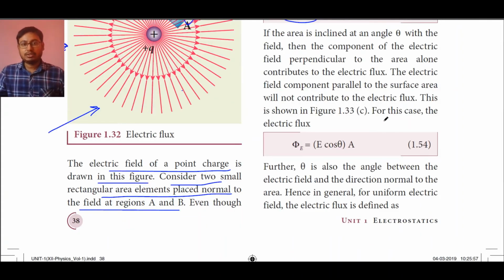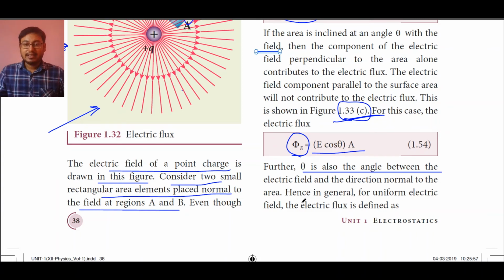So coming back to the theory, if the area is inclined at an angle theta with the electric field, as we have seen below in figure 1.33c, then the component of the electric field perpendicular to the area alone contributes to the electric flux. The electric field component parallel to the surface area will not contribute to electric flux, as given in figure 1.33c. For this case the electric flux psi E is equal to E cos theta into A. Further, theta is also the angle between the electric field and the direction normal to the area.